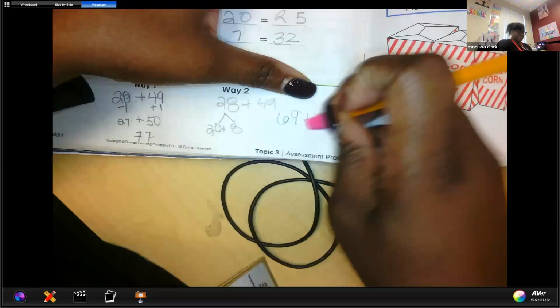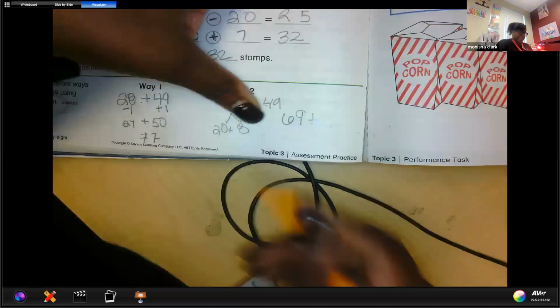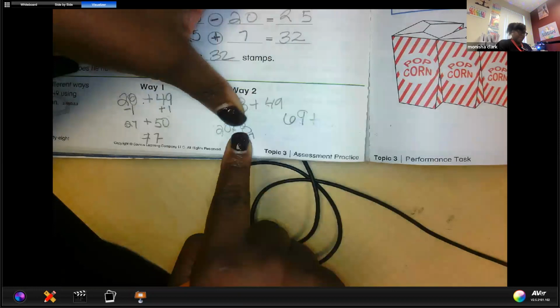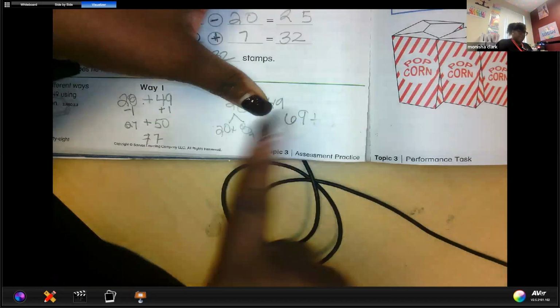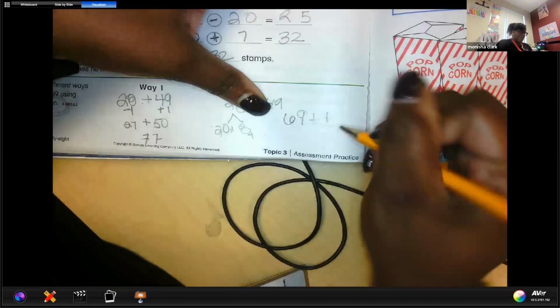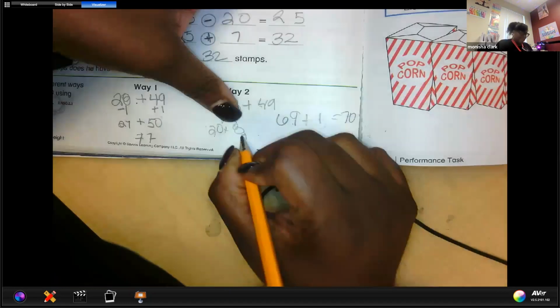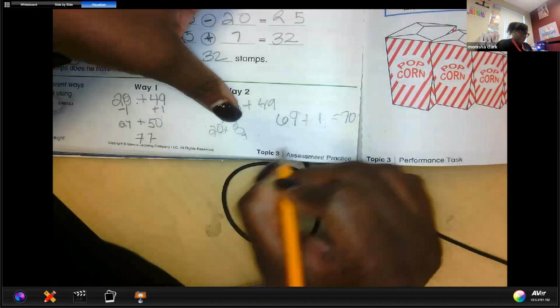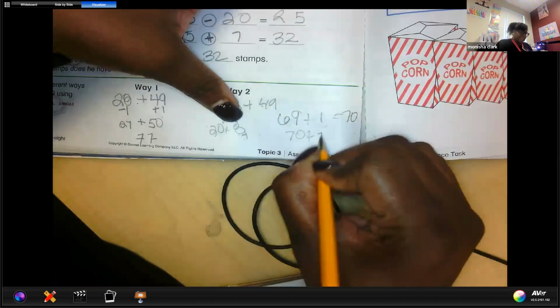We can change that to something else. Let's do it like this. Let's take 1 away from 8. And now we can do 69 plus 1, which is going to give us 70. We still have 7 more from this 8. So now we do 70 plus 7, and that gives us 77.